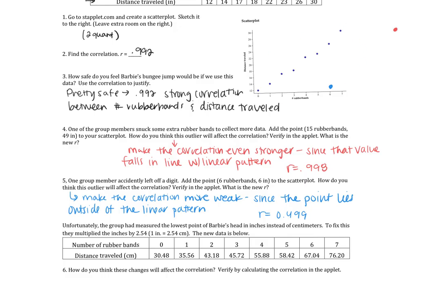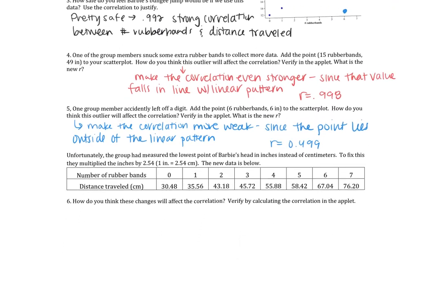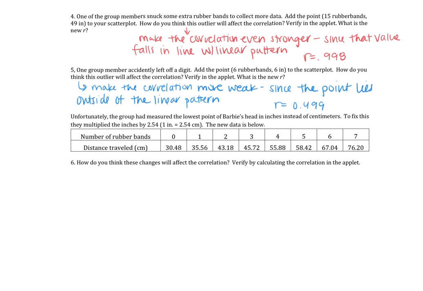So let's keep going. It says, unfortunately, the group had measured the lowest point of Barbie's head in inches instead of centimeters, not following directions. So to fix this, they multiplied inches by 2.54, because 1 inch equals 2.54 centimeters. And here's our new data below. How do you think these changes will affect the correlation? Verify by calculating the correlation in the applet.